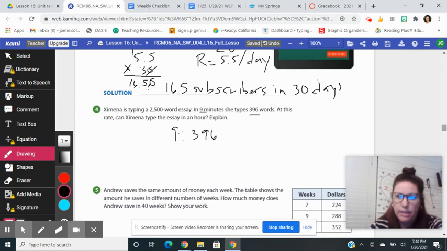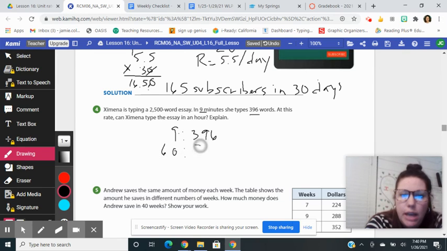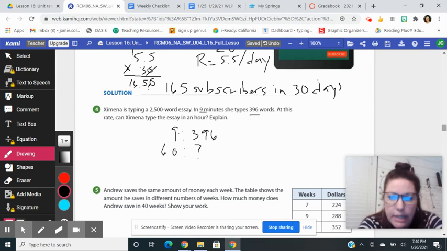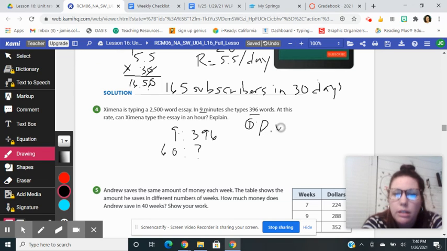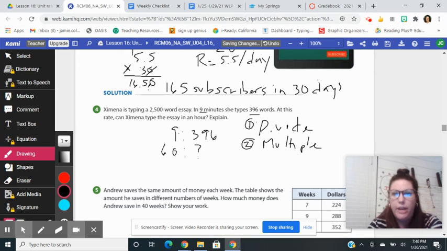At this rate, can Ximena type the essay in an hour? So an hour is 60 minutes, right? So we're going to put 60 over here. And what you're trying to find out is how many words she can type in 60 minutes. So again, you're going to do your 2 steps. Number 1, you're going to divide. And number 2, you're going to multiply. So what you're doing is you're dividing to find out the rate. And then you're multiplying to find out what they're looking for, okay? So that's why this is 2 steps. Okay, so that should set you up for number 4.